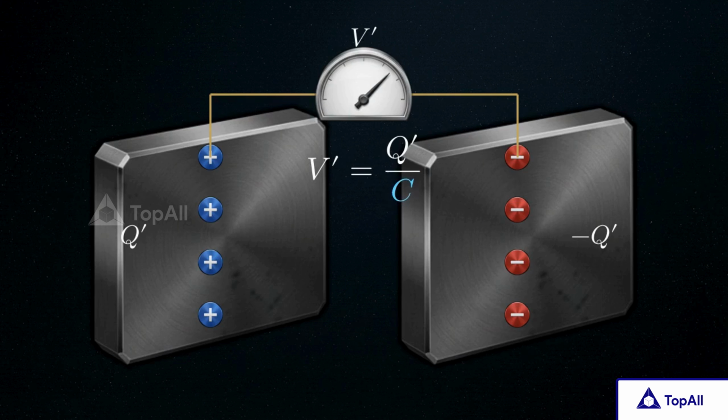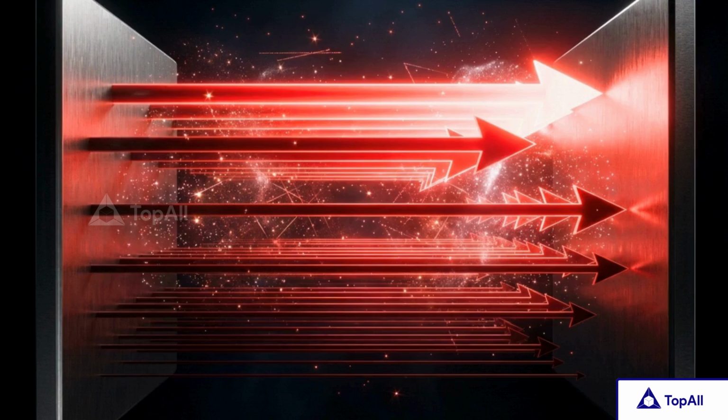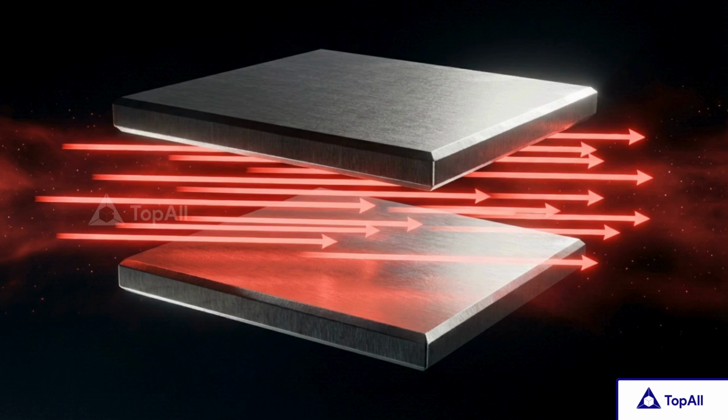Moving the very next infinitesimal charge, delta Q', across this gap requires a tiny bit of work, delta W, which is the product of that potential and the charge element. Because the potential V' increases as the total charge Q' grows, the work required for each subsequent step becomes progressively harder. The total energy stored is the sum of these millions of increasingly difficult steps.